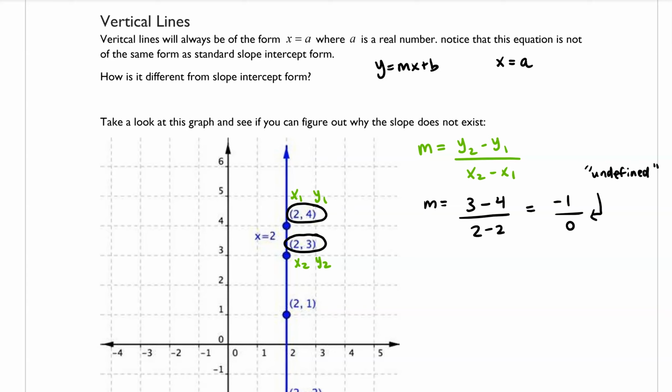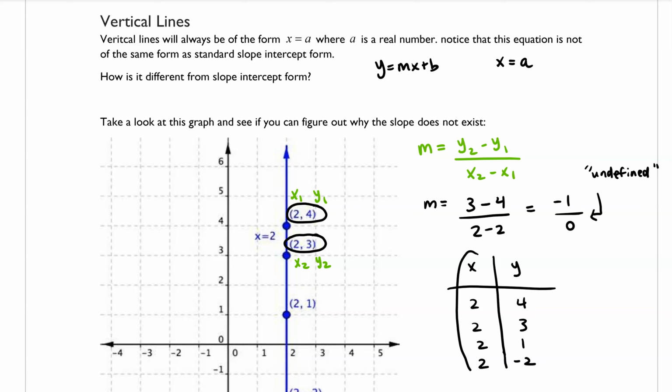And so this line does not have a slope because it is vertical. And so really there's no m value here. And again, if I made an xy table, let's fill this out. So some points on this line are (2, 4), (2, 3), (2, 1). We also have (2, -2). And the pattern here is that the x value is always 2. And so that kind of helps us to think that the equation of this line is x equals 2, because no matter what, the x value is always going to be 2.